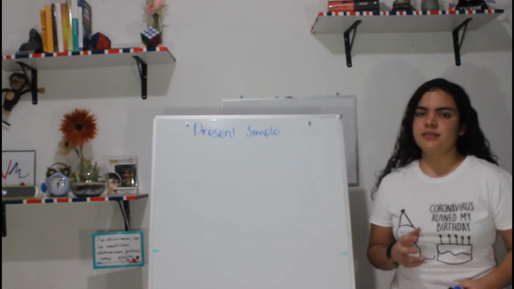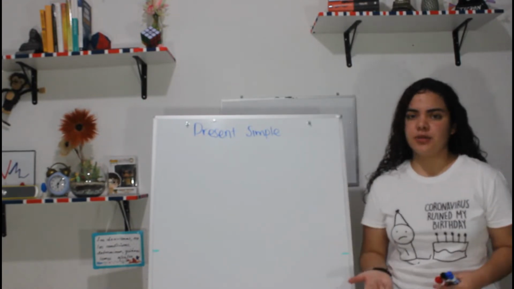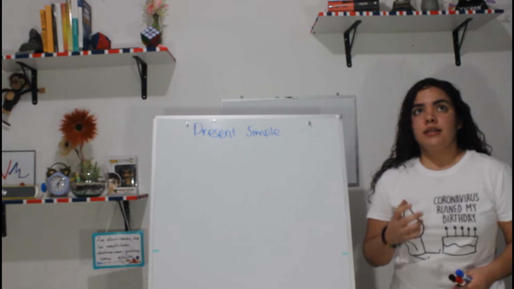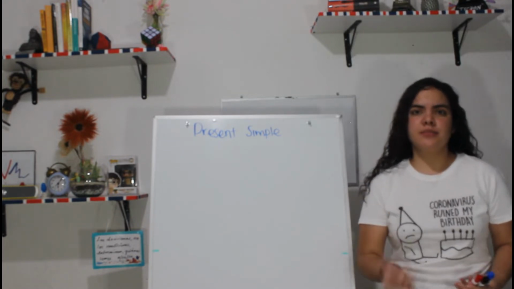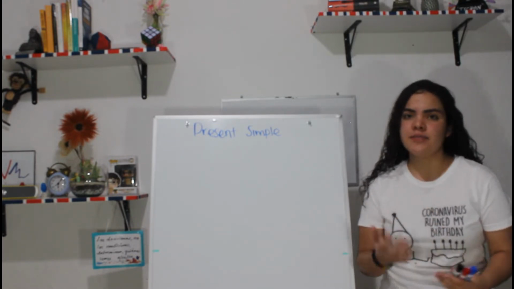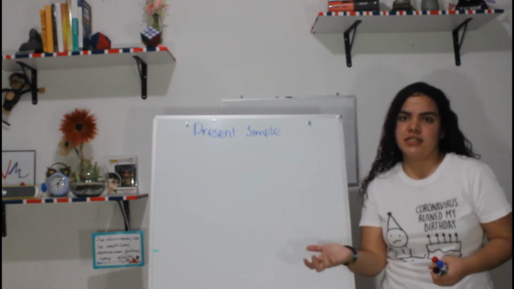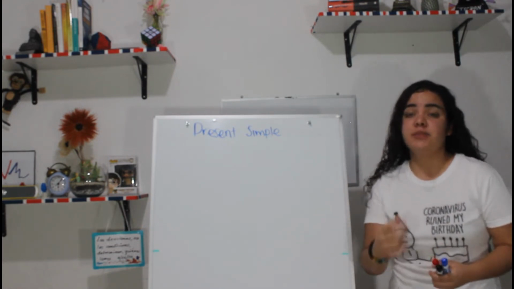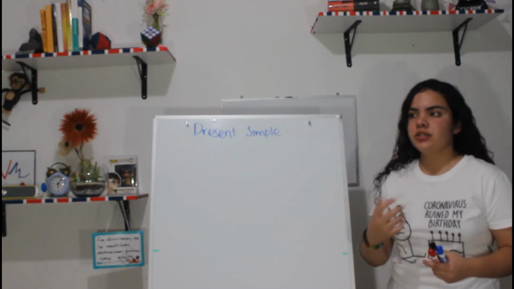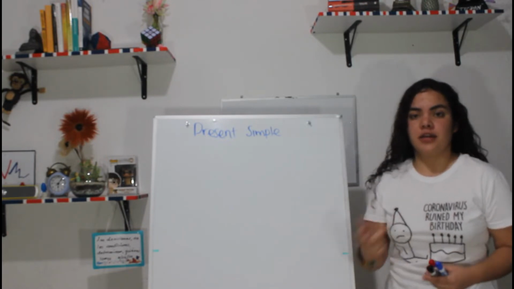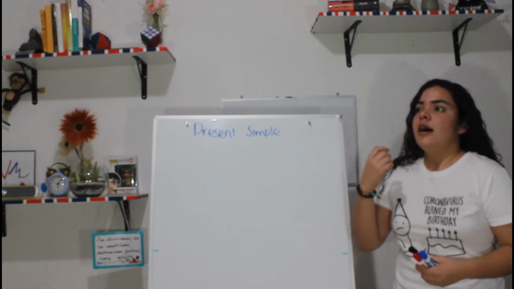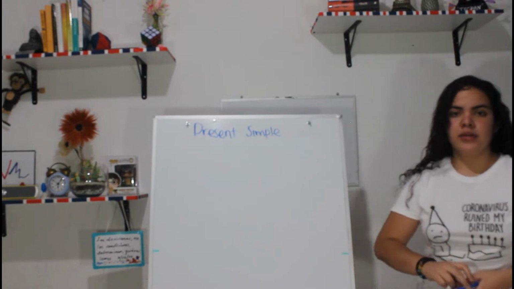The topic of this video is going to be present simple and how to use it. The most important thing about present simple is that it is, as the name says, the simple present. So we just use it in specific situations and it doesn't take too much thinking. The auxiliary for present simple is does.